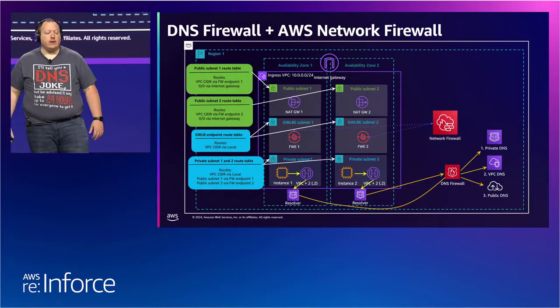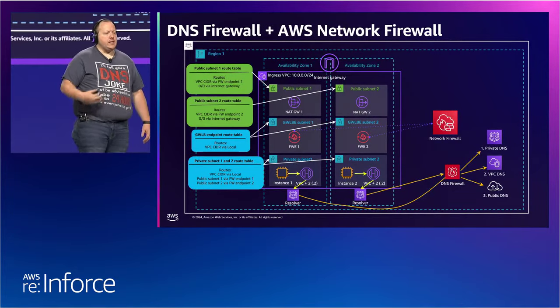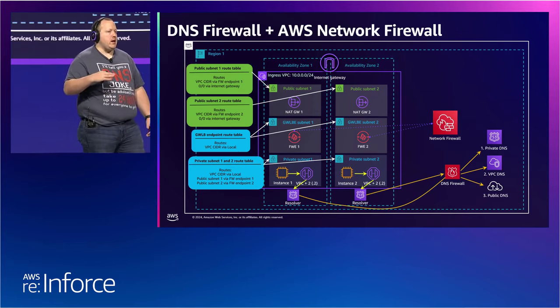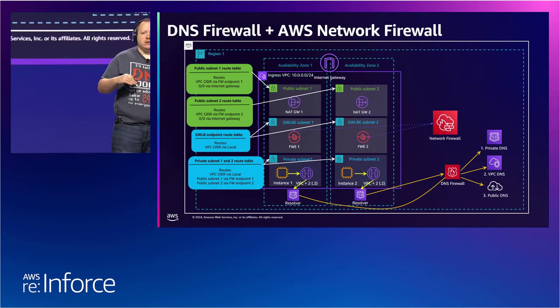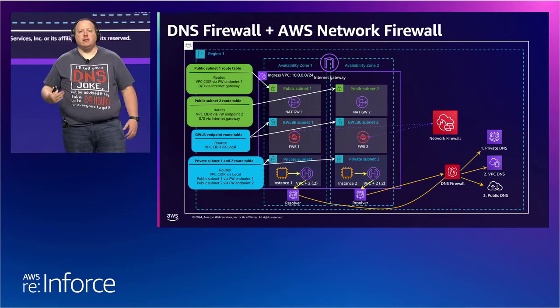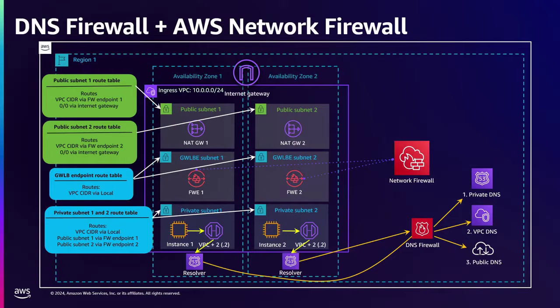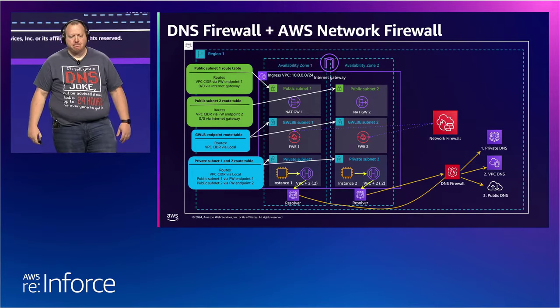But this is a better together use case, right? DNS Firewall alone is only going to stop the DNS query. Network Firewall is going to stop the actual traffic, right? And so using these two together gives you a real nice defense in depth strategy to stop those kind of attack vectors that you may have out there, right? And control your surface area.